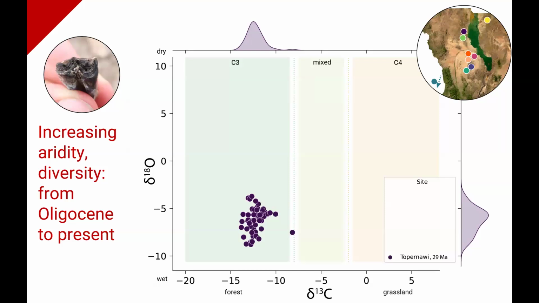If we look at that record in more detail over time, actually one of the earliest sites that we explore is a site called Topernawi. So this is from the eastern side of Lake Turkana in northern Kenya in the middle of the Rift Valley. It's really interesting as a snapshot of the world that existed in Africa before the African continent collides with Eurasia, and you have a land bridge that forms, bringing us many of the modern African fauna that you think of today when you go on safari, for instance.